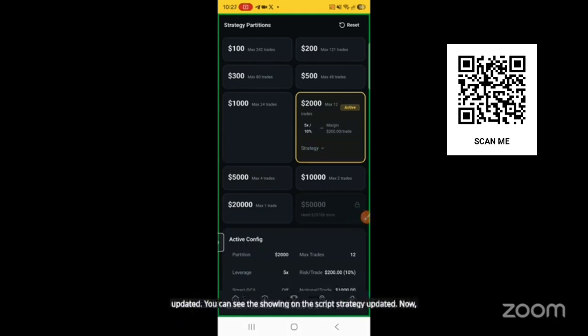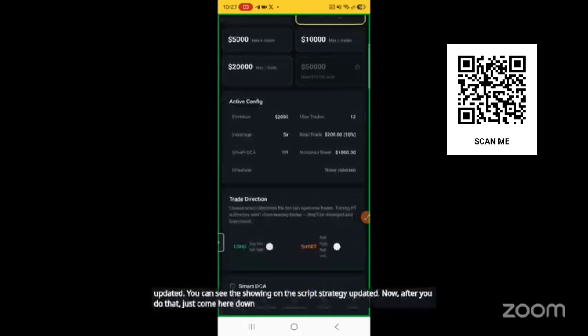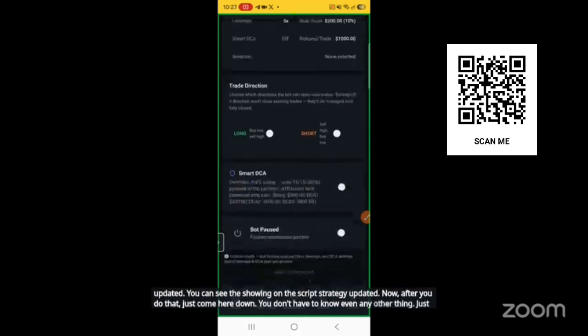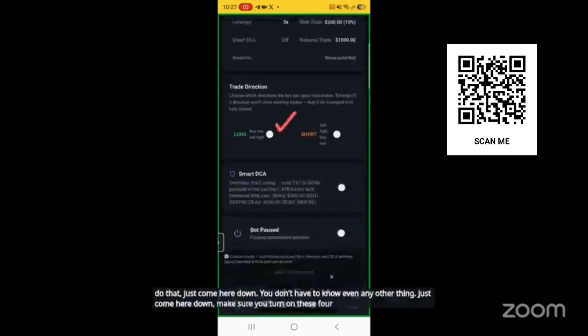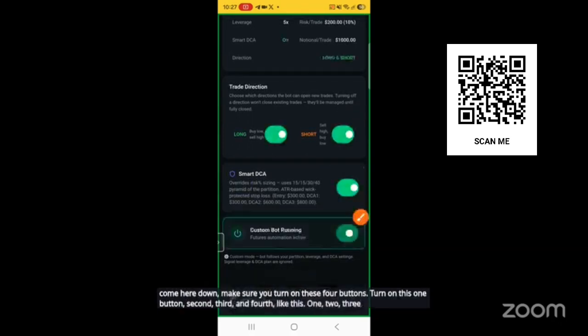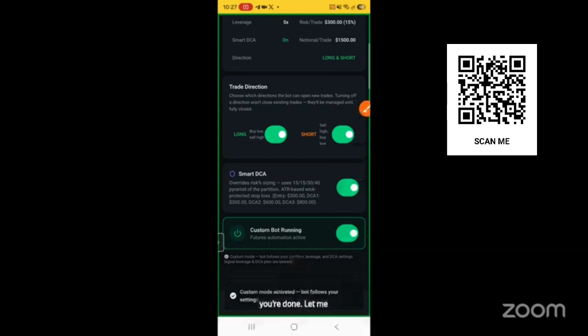Now, after you do that, just come down here. You don't have to know any other thing. Just come down here. Make sure you turn on these 4 buttons. Turn on this 1 button, second, third, and fourth, like this. 1, 2, 3, and 4. And you're done. Let me tell you guys, here it is what you have to do on this page, and you're done.